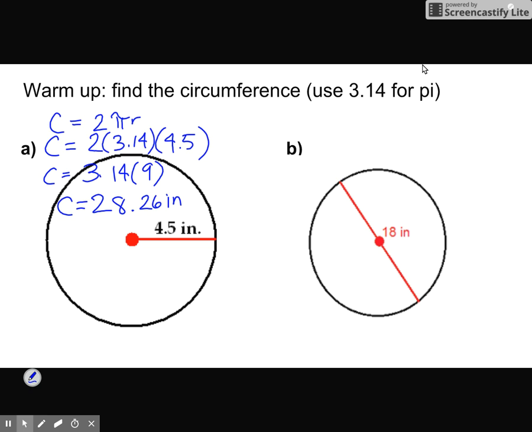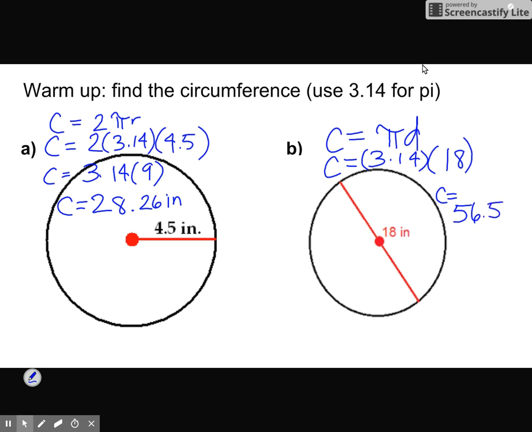On the second one, we are given the diameter. Remember the formula when you were given the diameter? Circumference equals pi times the diameter. C equals 3.14 times 18. When you multiply everything out, the circumference equals 56.52 inches.